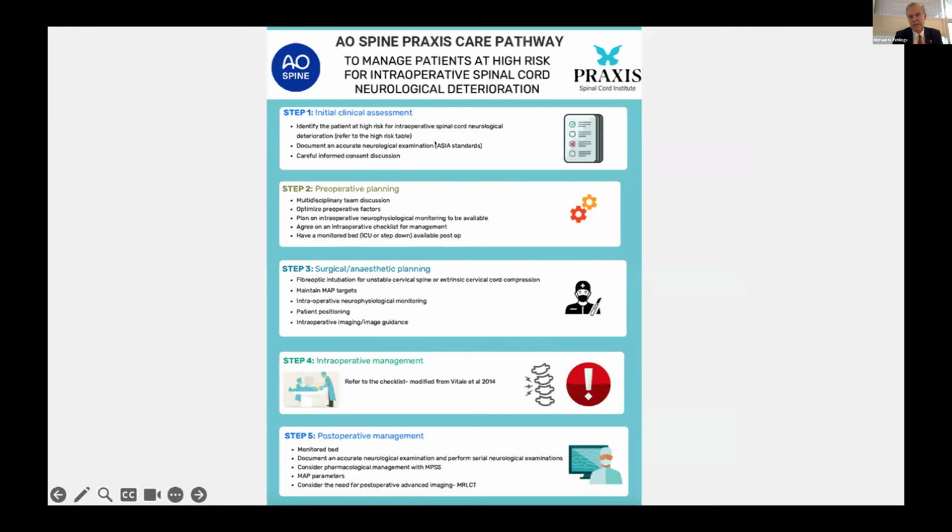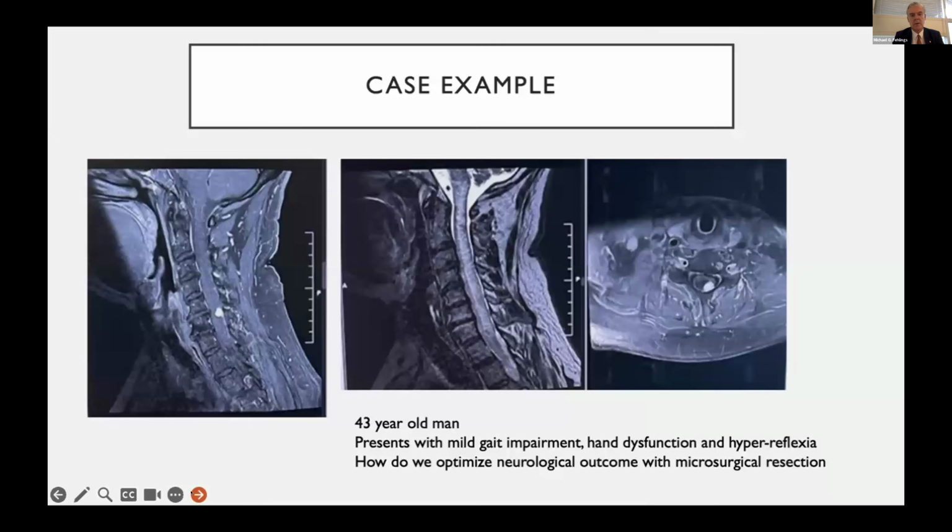So we've developed an intraoperative checklist, which is briefly summarized here. This involves an initial clinical assessment, so careful, informed discussion, shared decision-making with the patient, then preoperative planning, including multidisciplinary team discussions and making sure that you have all the appropriate adjuncts in place, surgical and anesthetic planning, including, for example, the maintenance of mean arterial blood pressure targets, having arrangements when available for neurophysiologic monitoring, the intraoperative management, so then having a checklist in place if there are intraoperative neuromonitoring changes, and then the postoperative management should such an issue occur, so having a monitored bed, consideration of the use of postoperative imaging, maintenance of MAP parameters, and potentially the options for pharmacological adjuncts such as corticosteroids or, for example, riluzole.